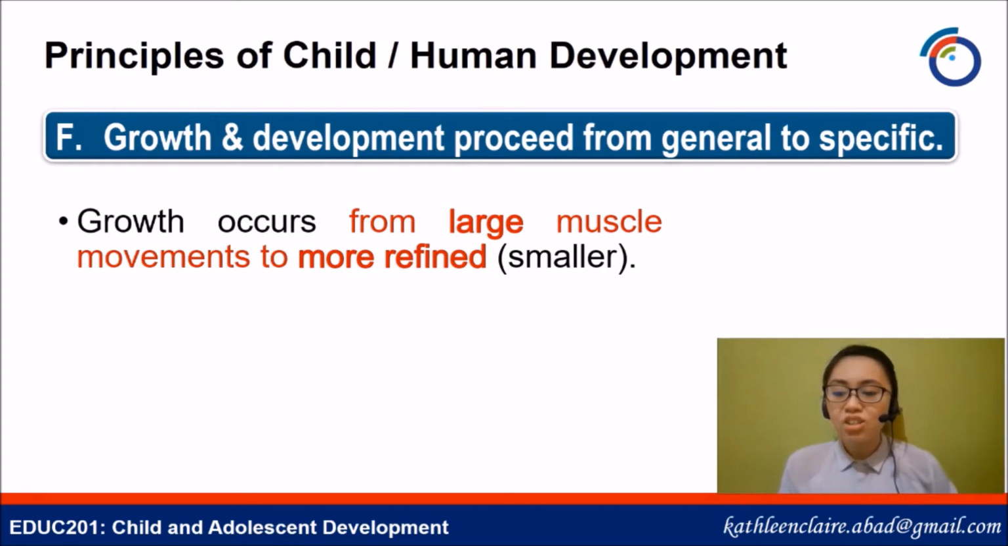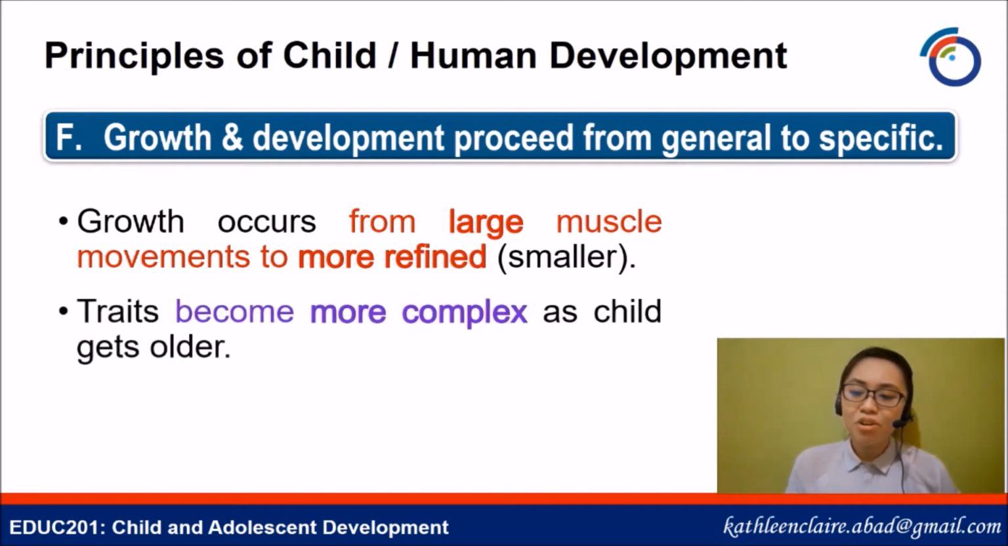So, in terms of motor skills, ang una niya matututunan is yung pag-grip, diba? Yung paghawak ng mga bagay-bagay. Kailan mahawakan ko yung ballpen, yung mga blocks, diba? Ayan. But as he grows, natututunan niyang i-develop yung kanyang fine motor skills. So, mula pag-grip or paghawak ng hindi mahuhulog, ang matututunan na niya is how to write, how to draw. Ayan, diba? So, traits become more complex as child gets older.